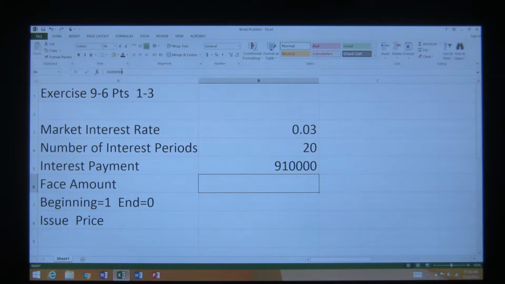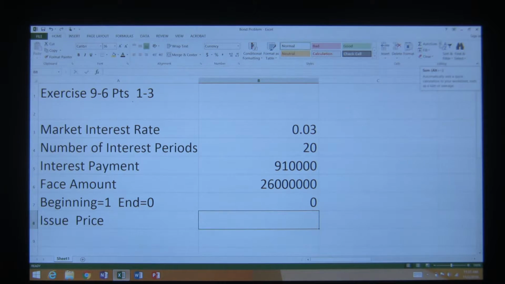The face amount for these bonds, how much we're borrowing, is 26 million. And like most bonds, these bonds pay at the end of the period. We have to figure the issue price. Come up to your functions, which is right next to your auto sum. Pick that little down arrow, and you see more functions.